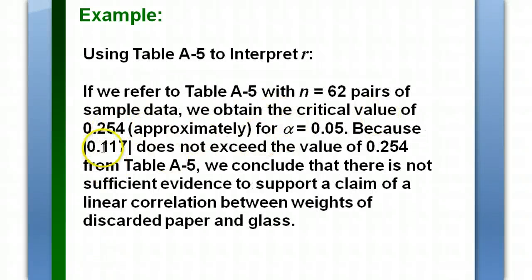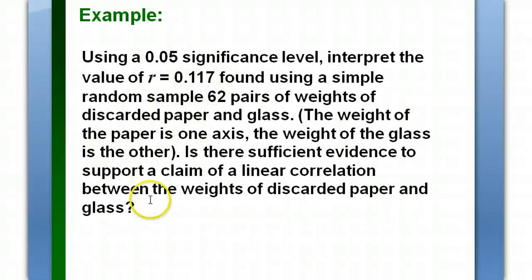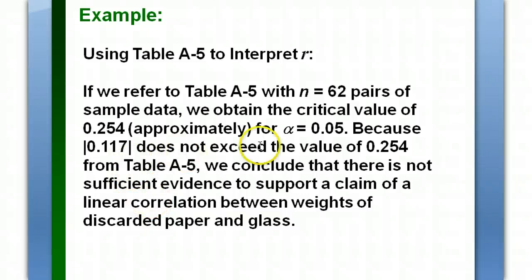The absolute value of that R value that we obtained up here does not exceed the 0.254. So we conclude that there's not enough evidence to support a claim of linear correlation between the weights of discarded paper and glass, period. Like for any sample we could come up with. The population is not linearly correlated because our sample suggested that it didn't have linear correlation. So that's what we're doing here when we're interpreting R.